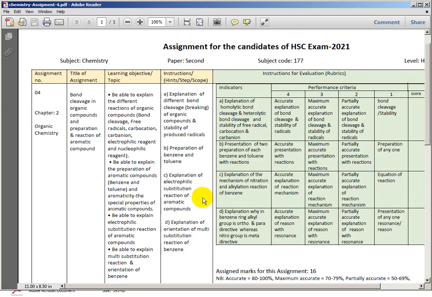Assignment number 4 covers the explanation of homolytic bond cleavage, heterolytic bond cleavage, stability of free radical, carbocation, carbanion, and presentation of two preparations of each of benzene and toluene, and explanation of the mechanism of nitration and alkylation reaction of benzene, and explanation of why an alkyl group on the benzene ring is ortho-para directive, whereas the nitro group is meta directive. From this assignment, a question came last year, and I show this question here.